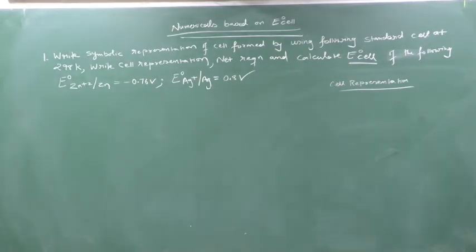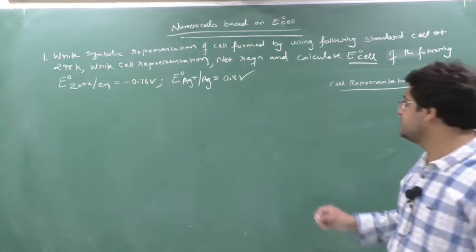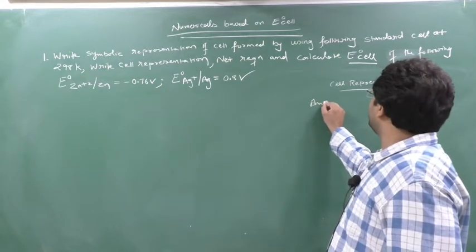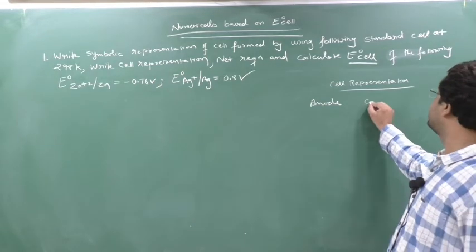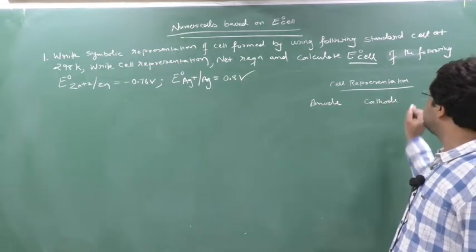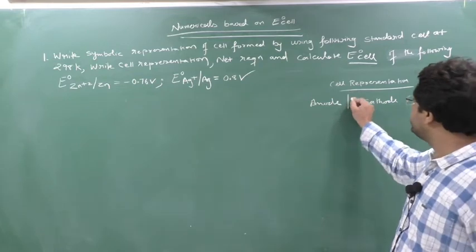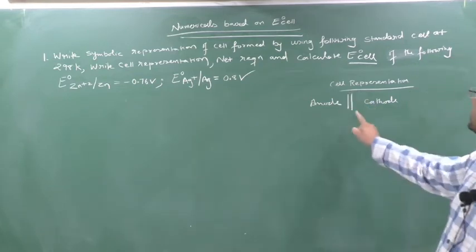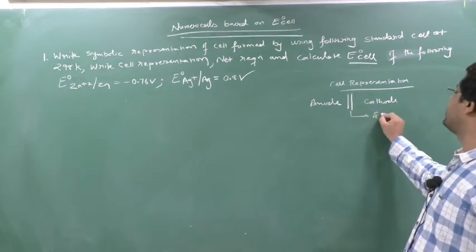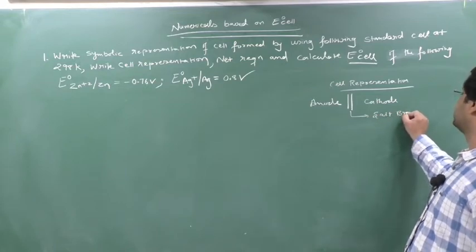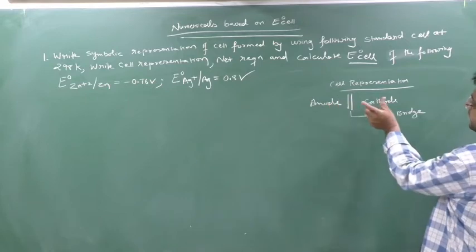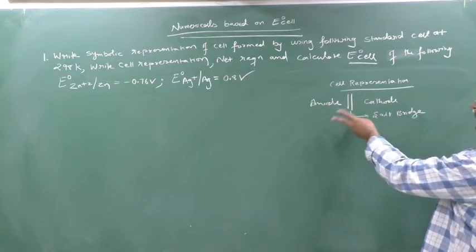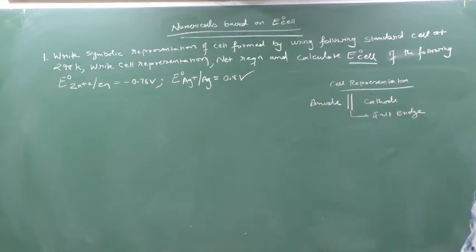So how to represent the cell? There is one trick. Always write down first the anode. First write down the anode, then write down the cathode, and this anode and cathode are separated by two parallel lines. This represents the salt bridge, and you know what is meant by salt bridge. How to write down the anode?